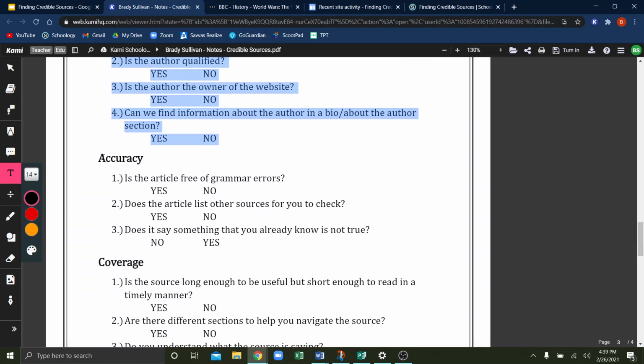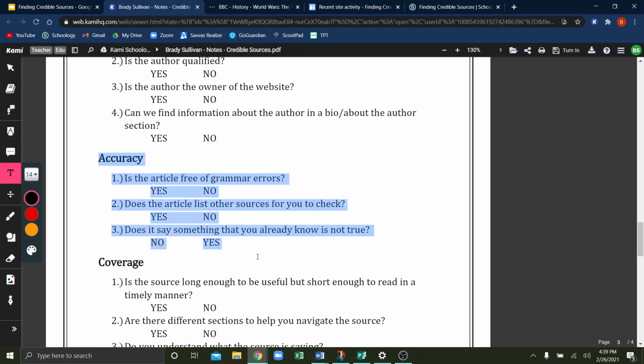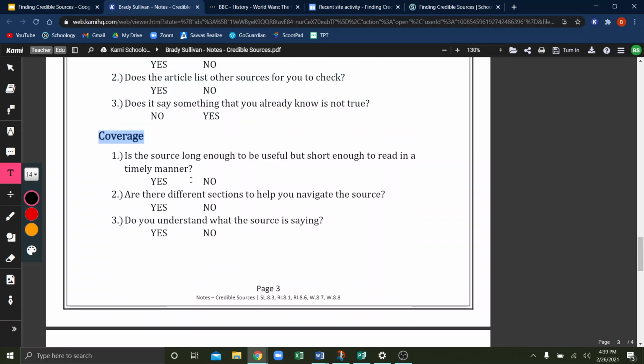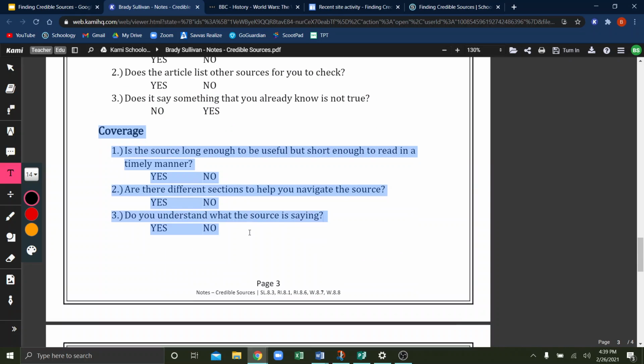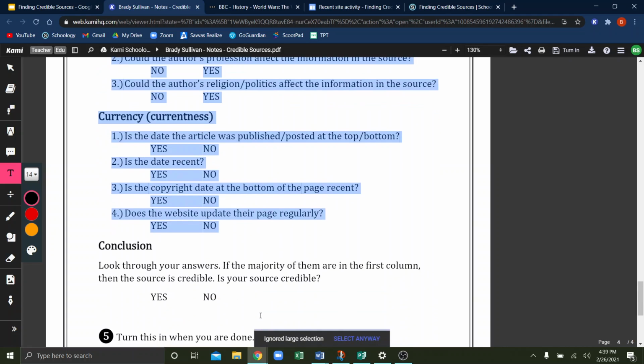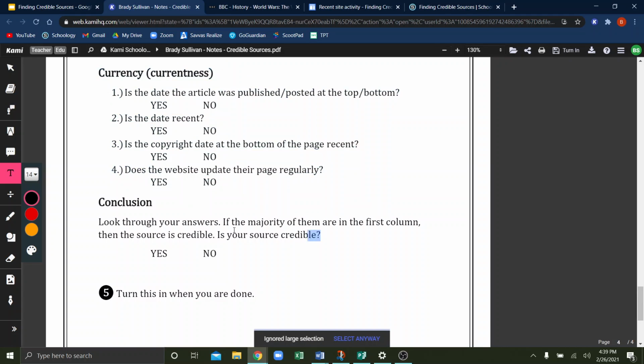It's incredibly accurate. There's nothing wrong with it. There's no grammar errors. It covers everything you would want to know. The only problems are these two. So is this still credible? Yes. Yes, it is. Okay, make sure you circle yes.